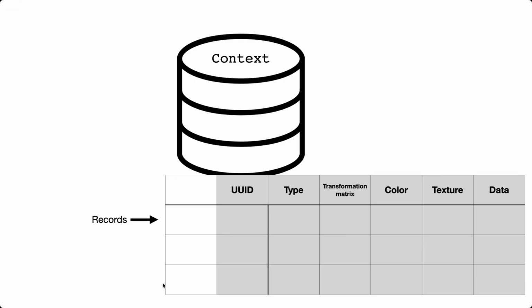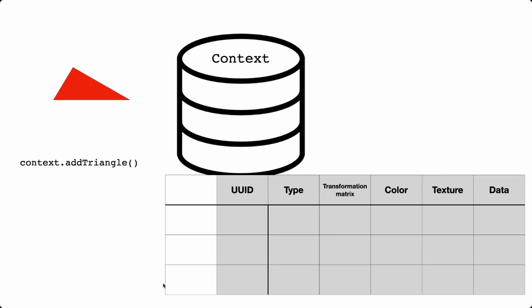So each one is going to have this unique identifier called a UUID. This is going to be unique to any primitive within the whole context, and this is how we're going to reference it later. And each geometric element is going to have some different attributes, like the type of element that it is, its transformation matrix, color, as well as a few other things that are not listed here for brevity.